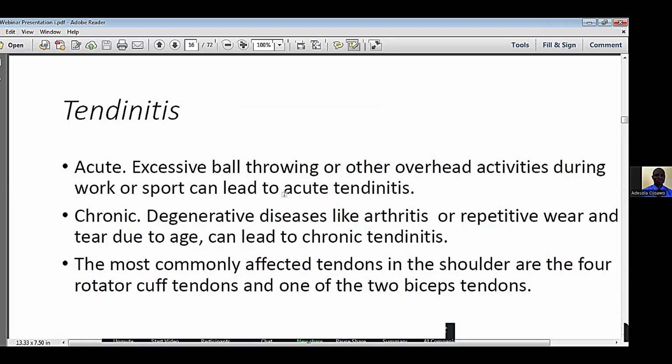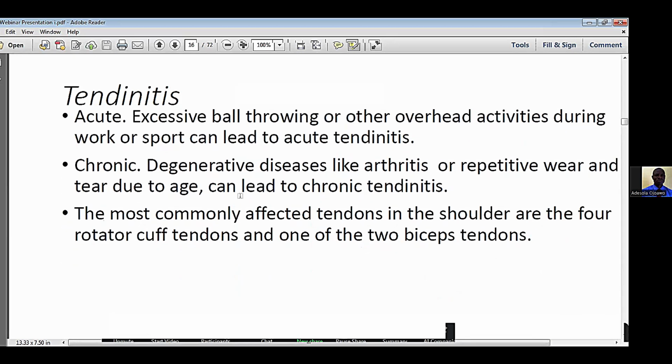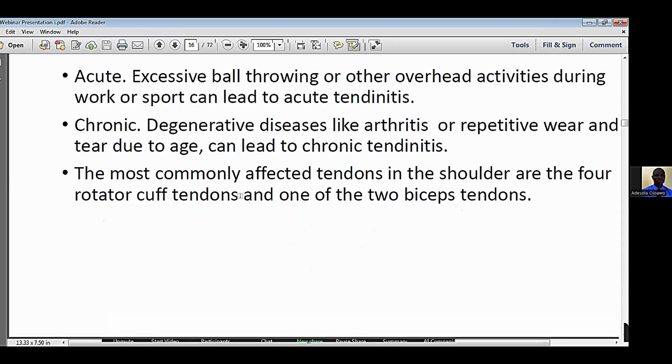The most common affected tendons in the shoulder are the 4 rotator cuff muscles, right, and the biceps tendon. And you can now understand why we call it frozen shoulder, because the patient is unable to do the movement. The shoulder is glued together. Patient is unable to move it. Oh, this shoulder is not movable. We call it that because of the pain, majorly inflammation of the tendons.